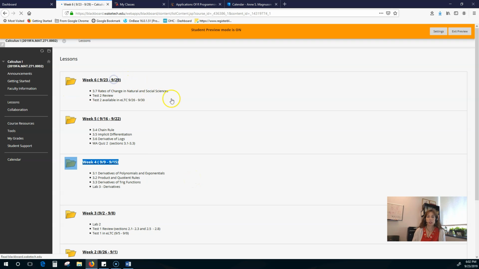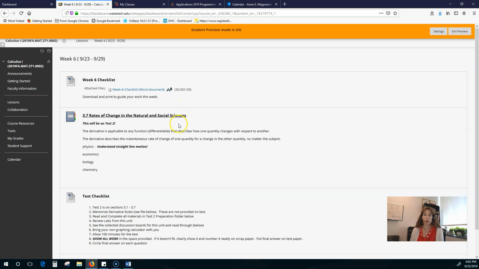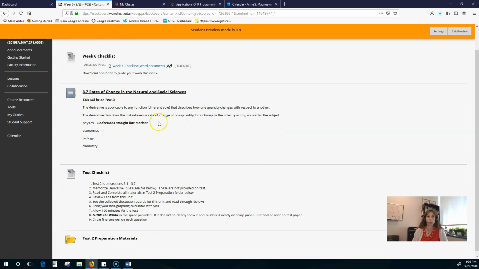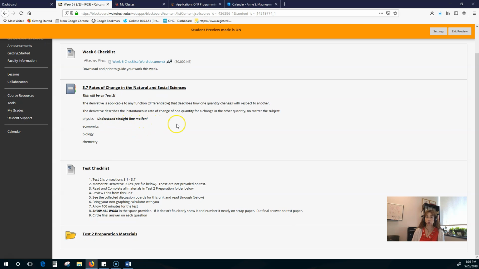This week, of course, is test 2, and we are going to have one more section of content that will be on test 2 before the test 2 review. You'll see that in the week 6 folder. So this section 3.7 will be on the test, so I would like you to pay attention to that, especially understand straight line motion. That comes up again and again in this class, and that will be on the test.